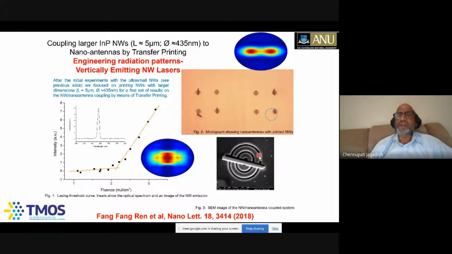Whereas if you put the nano antenna, suddenly light is coming from the middle, from the vertical direction. These are vertical emitting nanowire lasers. And again, these are the first room temperature operating vertical emitting nanowire lasers. Again, threshold-like behavior, and then again, narrow line width, indicating that we're able to demonstrate these vertical emitting nanowire lasers also.